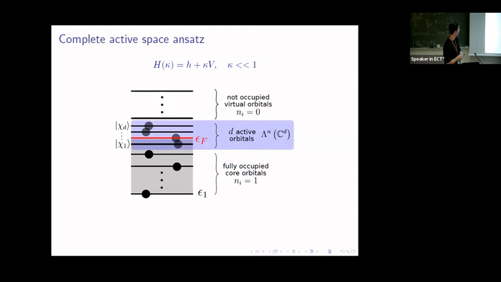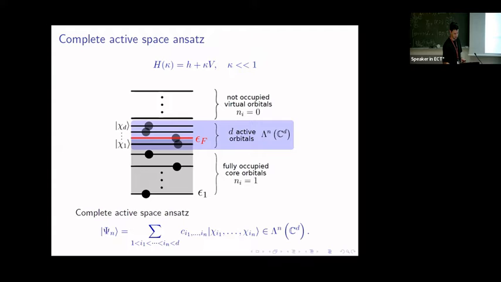Okay, so we just select some active orbitals around the Fermi level, and effectively we have some little n electrons on some smaller space, and then the ansatz state is called the complete active space ansatz. It's active space because of the selected orbitals, and complete because we take all the possible configurations.